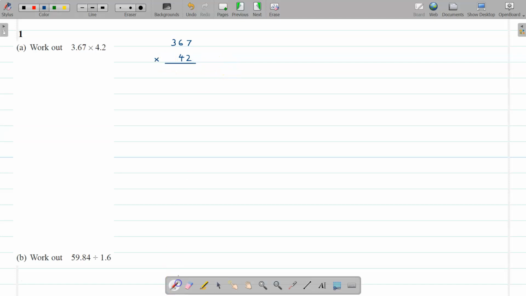So 2 7s are 14, carry the 1 in our head, 2 6s are 12 plus the 1 is 13, and 2 3s are 6 plus the 1 is 7. Okay, put down a 0, and then we've got 4 7s are 28. This is now timesing by 40, you see. So I'm carrying a 2 here. 4 6s are 24, plus the 2 is 26.